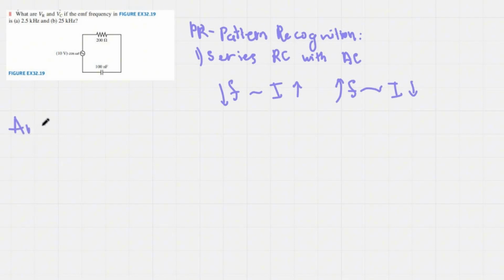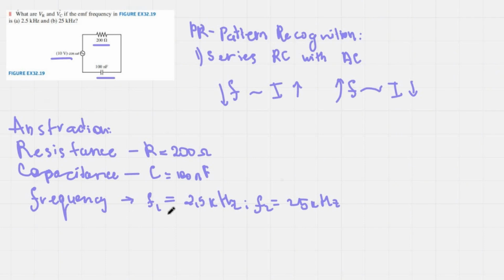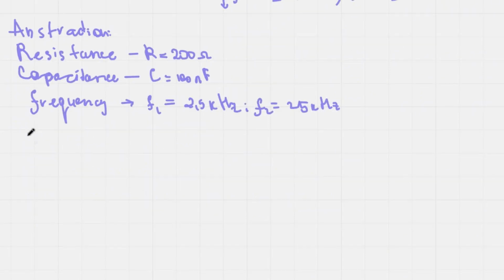Next, abstraction. What we have in the problem: we know the resistor, we know the capacitor, and we know the voltage of the source. Let me write it. So it's our abstraction, what we have. Next is decomposition, how we will solve the problem.